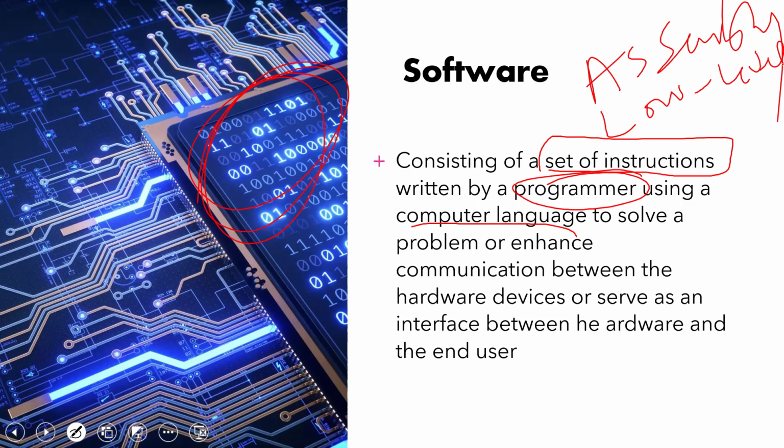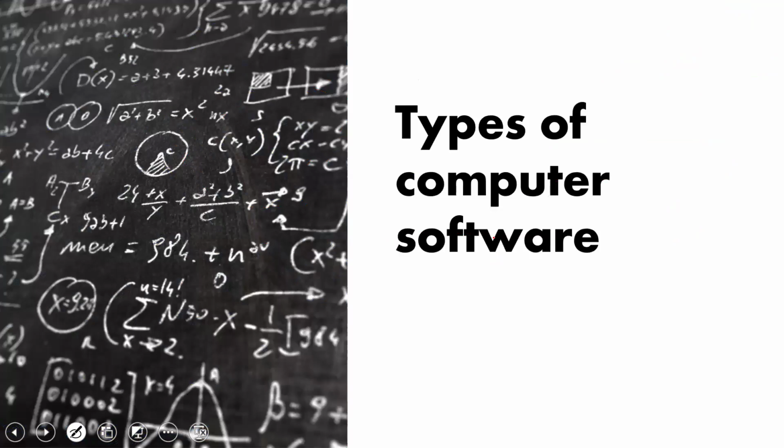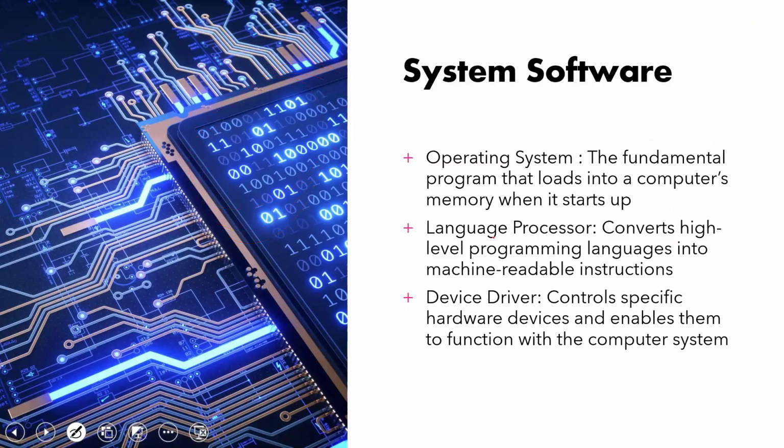Now, when the computer programmer is programming these particular instructions, he is actually doing it to solve a problem. This is very key. In order to solve a problem or enhance communication between hardware devices. When you are solving a problem, that means there is a need for it. All right. So we're going to see that this software is divided into different types. So we have different types of computer software, which we're going to look at.